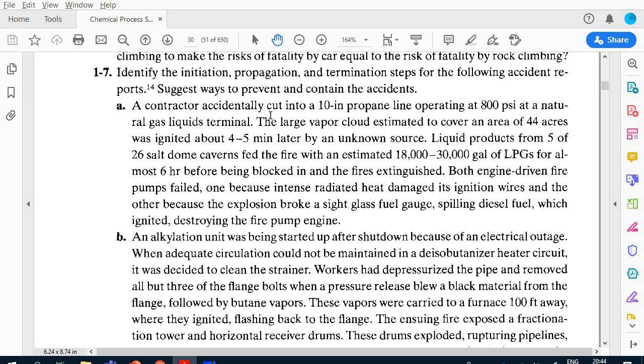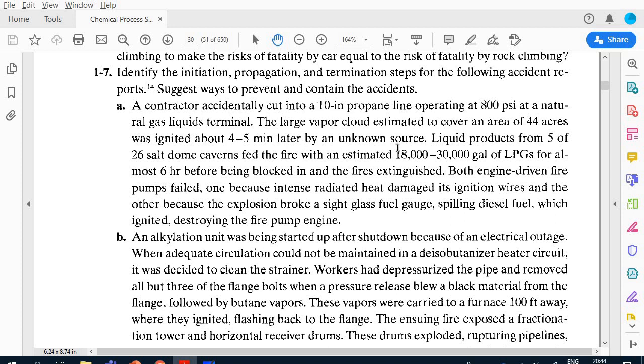A contractor accidentally cut into a 10-inch propane line operating at 800 psi at a natural gas liquids terminal. So the initiation of this accident was what? It was cutting a 10-inch propane line. Very clear. What propagated after that? The large vapor cloud, estimated to cover an area of 444 acres, was ignited about 4 to 5 minutes later by an unknown source.